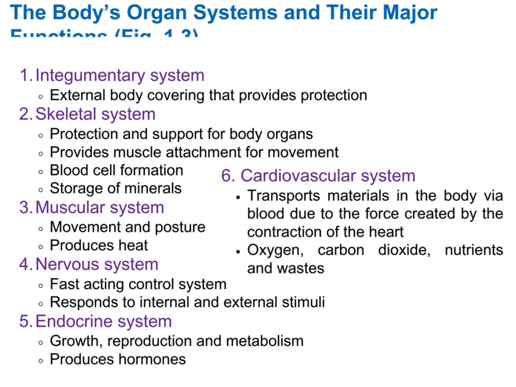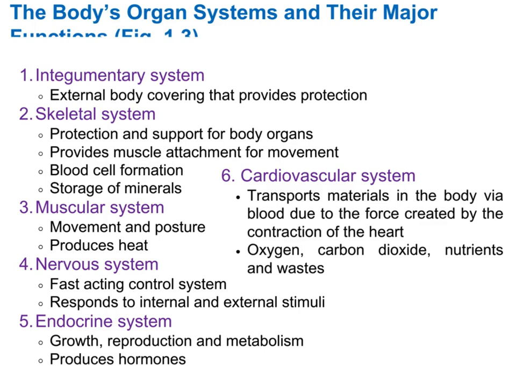And then we have the cardiovascular system, which we've used a lot as examples for what is an organ system, what's coming together, what are we looking at. But the cardiovascular system is primarily made up of the heart and blood vessels. It helps transport materials in the body via the blood due to force created by the heart contracting, by it pumping. Things it moves around via the blood include oxygen, carbon dioxide, called the respiratory gases, and nutrients and waste.